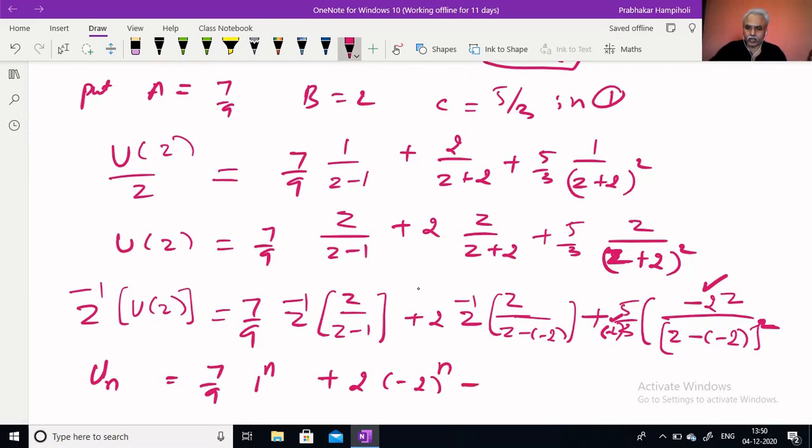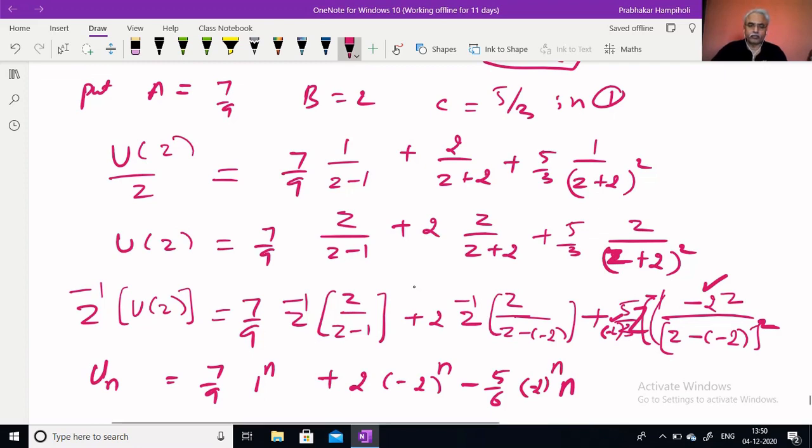Minus 5 by 6 times... this is actually the value of z inverse of n. So everywhere z inverse, this is also z inverse of this, but because of minus 2 multiplication, you have to write minus 2 raised to n.